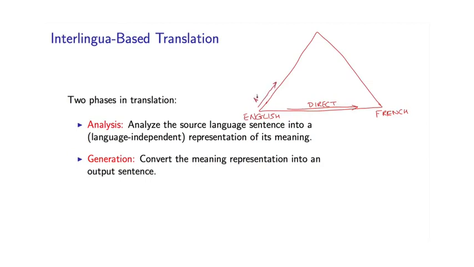We do some analysis. So schematically, we get to some point a little bit further up the pyramid, and then we have a transfer stage. And so this is the English parse tree, for example. This is the French parse tree. And then finally, we have a generation stage.